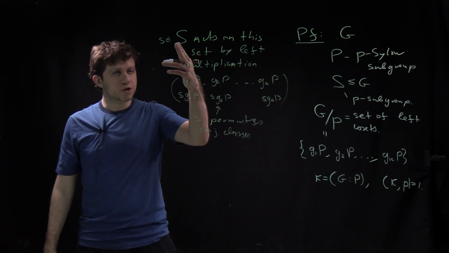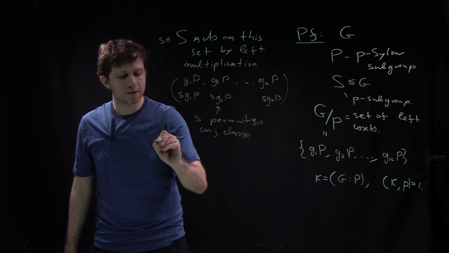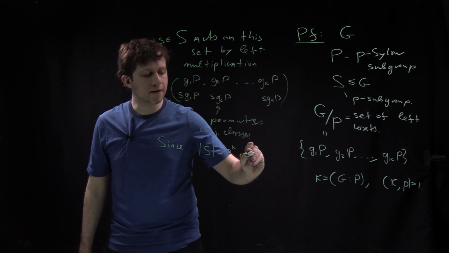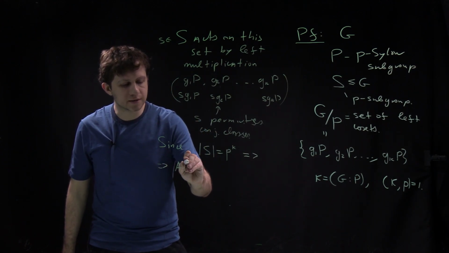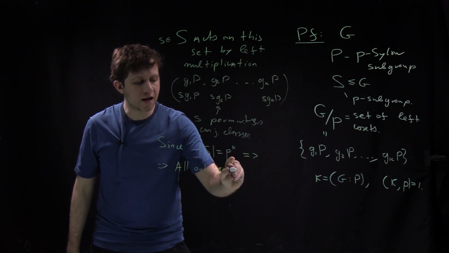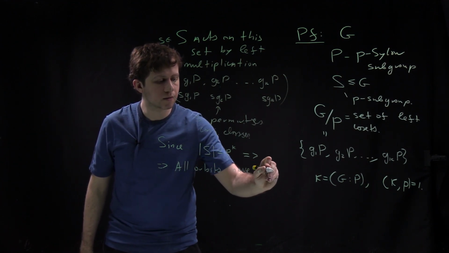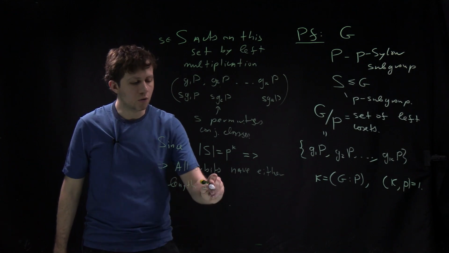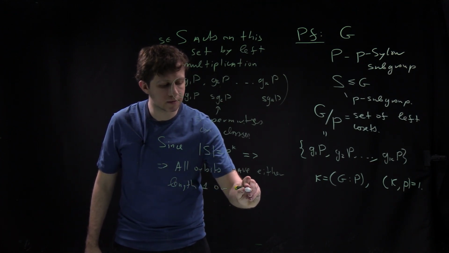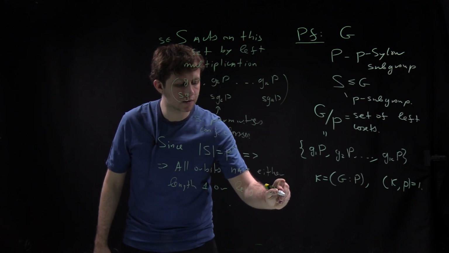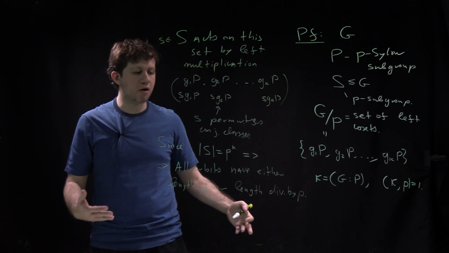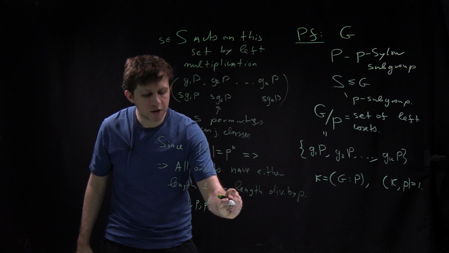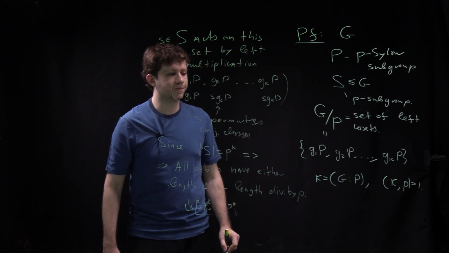But let's see what we have. So S is a P-group. Since the order of S is some power of P, all orbits have either length 1 or length divisible by P. Actually, not just that, but a power of P. So the length of orbits can be 1, P, P squared, up to P^k. So either 1 or something divisible by P.